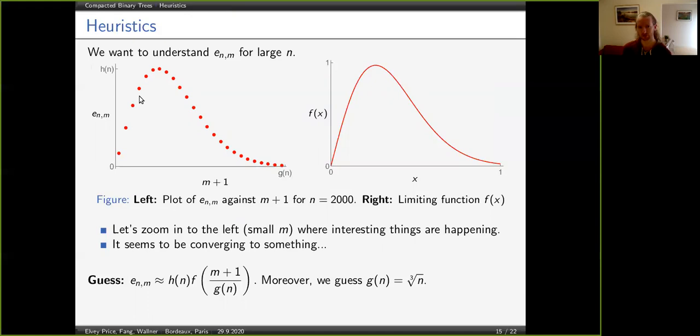And so if this convergence is really happening, it means that E and M is approximately h_n times f of m plus 1 over g_n. You can see that m plus 1 over g_n is kind of the relevant point on this axis, and yeah, we get the h_n because of this factor. Moreover, we can guess from the heuristics, or just by trying this for a few values, that the correct choice for g_n is cube root of n. So we have this guess now for E of n.